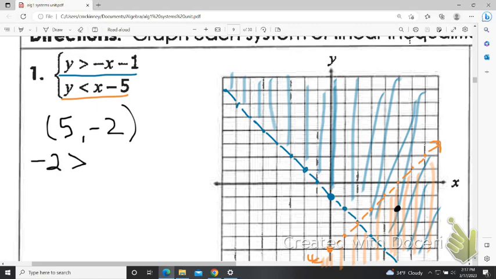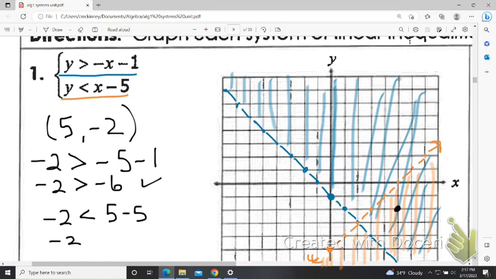-2 should be greater than -5 minus 1. -2 is greater than -6. Check. And -2 should be less than 5 minus 5. -2 is less than 0. Also true. Okay? It's not a guarantee, but it does help with making sure if you're not certain about where your shading is.